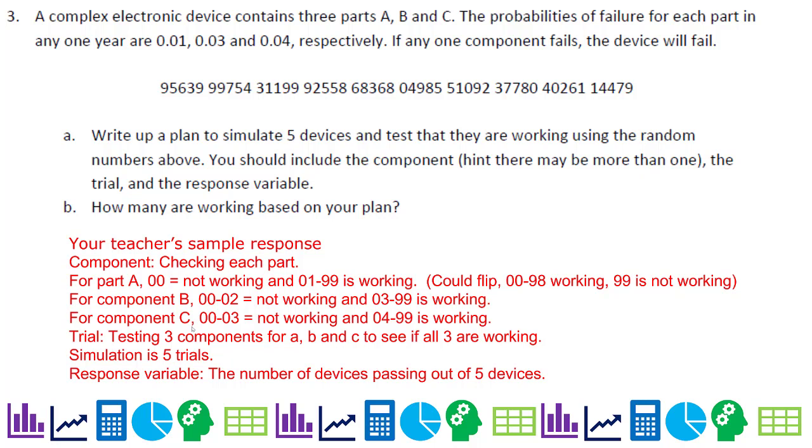So there are multiple ways to answer this correctly, but I'm going to give you probably the cleanest one, all right? We're going to write up a plan to simulate 5 devices, and we're going to test if they're working using the random numbers on that line. So how many are working based on your plan? So we're going to check each part. That means each digit represents 1 part. I'm sorry, I'm trying to do 1%. So not each digit, but each 2 digits.